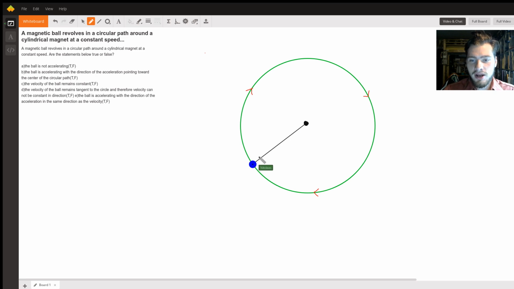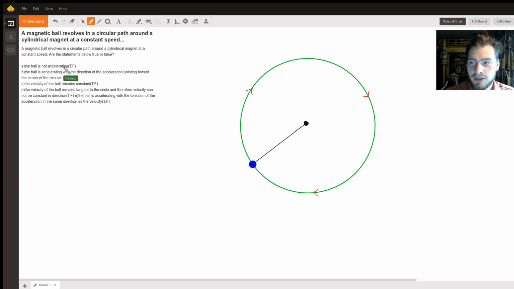I drew it as a line because it's best to think of the centripetal force as being a cord. In fact, whenever you have a ball and a string, that's exactly what's happening. The cord is essentially providing that force. So with that in mind, let's take a look at the first question.